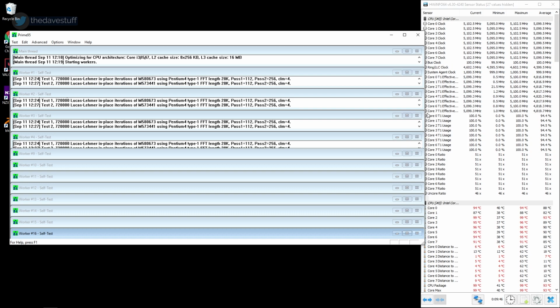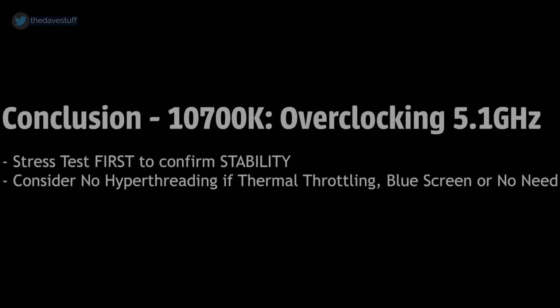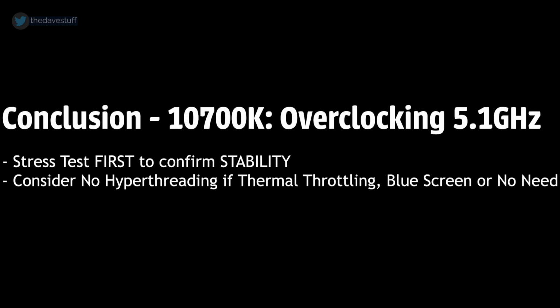and almost thermal throttled. Conclusion: if you have a binned CPU and can achieve 5.1 GHz, stress test it before launching apps or games. If you thermal throttled with hyperthreading and don't want hyperthreading, retry and you could reach a stable 5.1 GHz without thermal throttling or lockups.